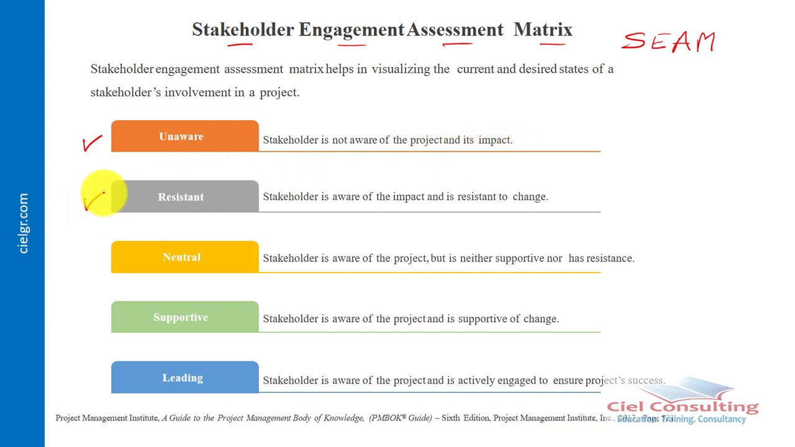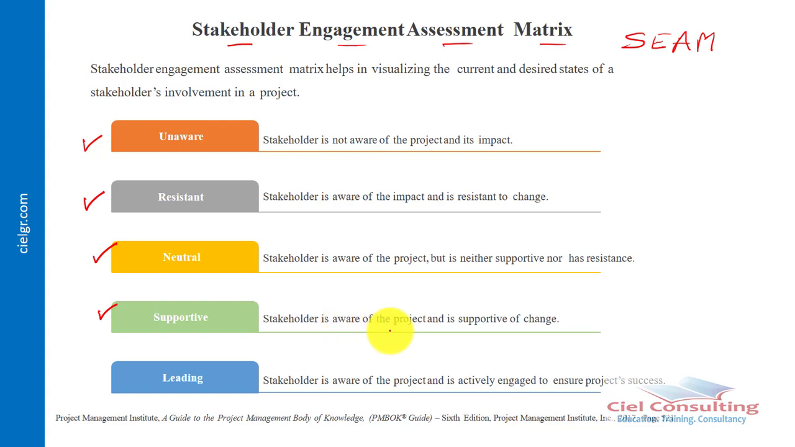Then we also have resistant stakeholders. These are stakeholders who are aware of the impact and then are resistant to change. That's what we refer to as resistant stakeholder. And then also we'll talk about neutral stakeholder. So neutral stakeholder is aware of the project but is neither supportive nor resistant. And that's what a neutral stakeholder refers to. Then we'll have supportive stakeholder.